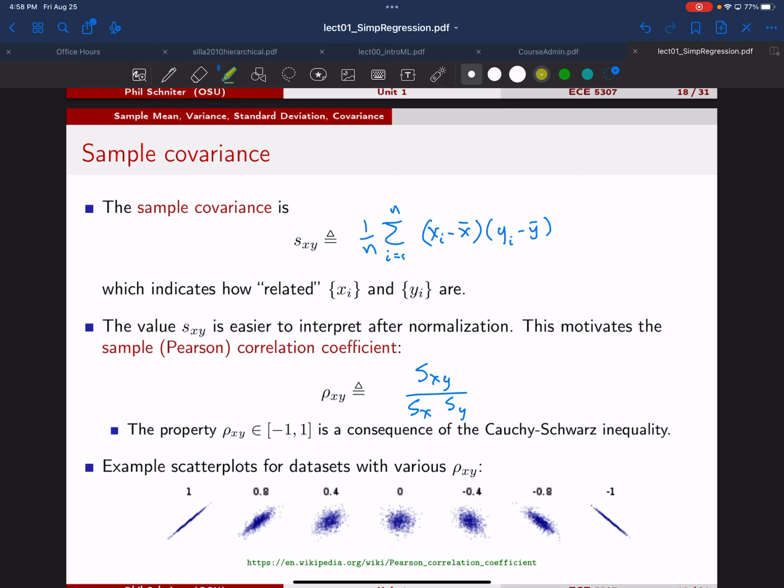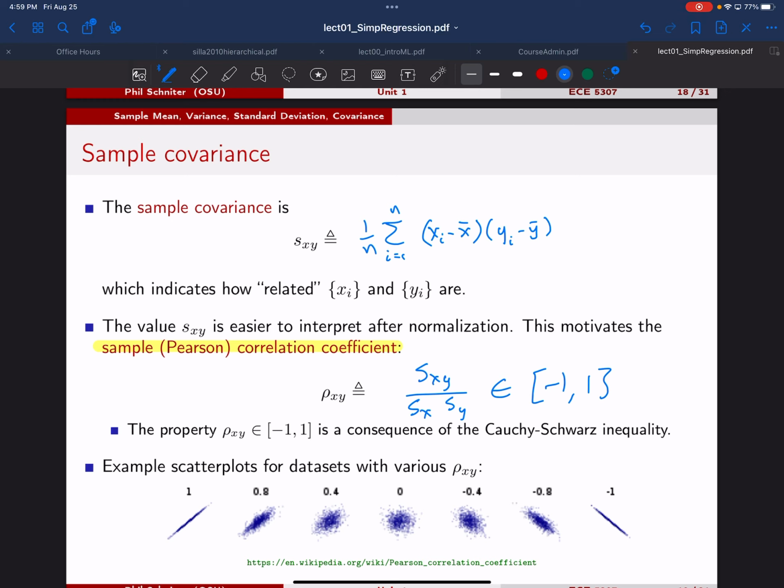Okay. So anybody guess what is the largest value this can take? 1. And what's the smallest value it can take? -1. So this is in the interval between -1 and 1.